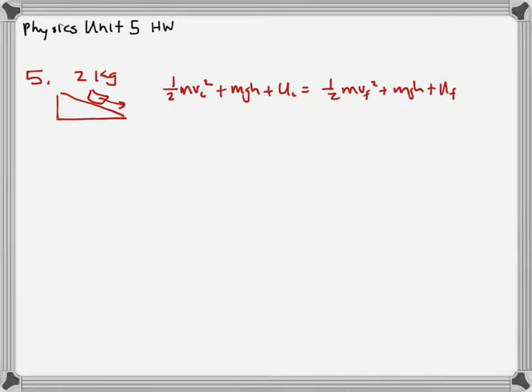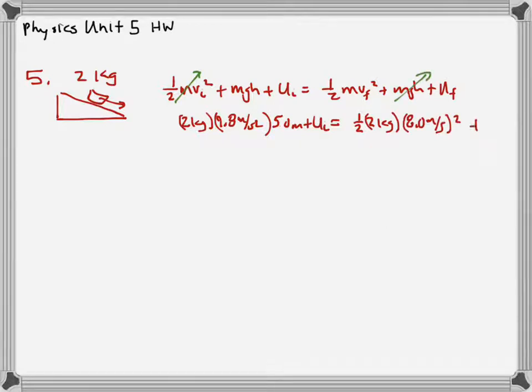So knowing what we know, the first one is not going to be moving, it's starting on a block. So we're just going to have potential energy, so mg times the h, which is 5 meters, plus the internal energy. And that's going to equal the 1/2 mv squared final, because it is moving at the bottom, and it's lost its potential, so that part goes away, plus the final energy. Now we ask for the change in internal energy, which is U final minus U initial. So when we solve for that, by manipulating algebraically, we get 34 joules.